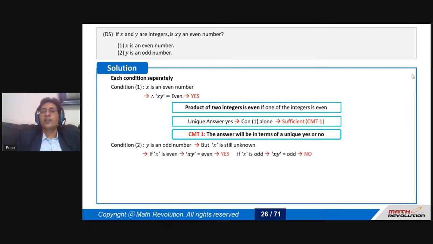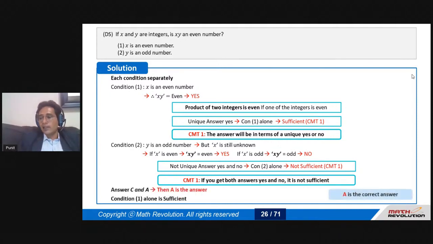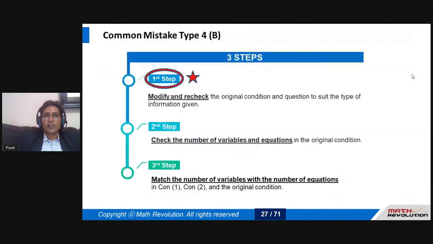Always take the conditions as independent. So there are two possibilities. If x becomes even, xy is even. If x is odd, xy will become odd. So I'm getting a yes and a no, which is not unique. So condition number 2 alone will not be sufficient. So in this way, I'm getting my answer as A. I got my answer as C if I'm jumping quickly, just reading the solution and not paying attention or going into depth. So A is the correct answer for this.